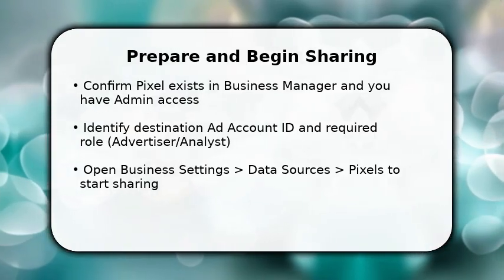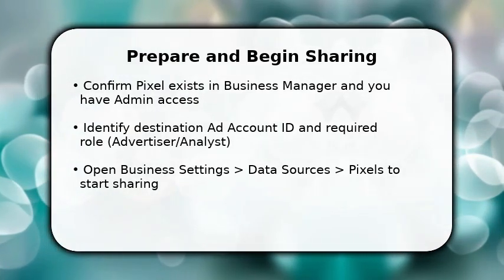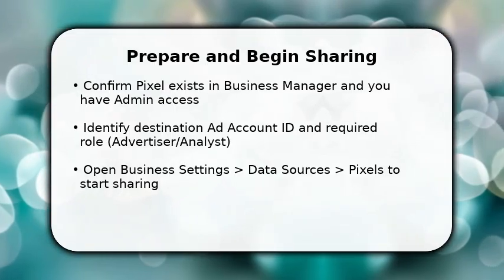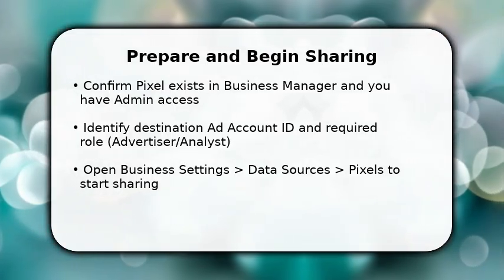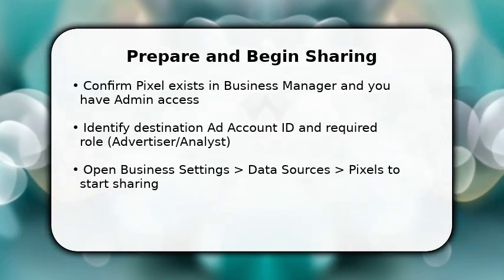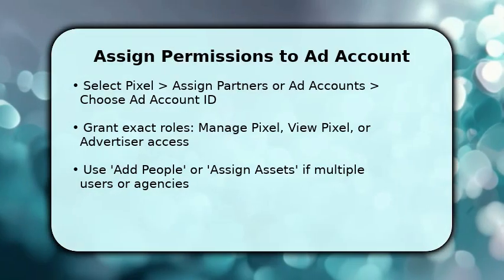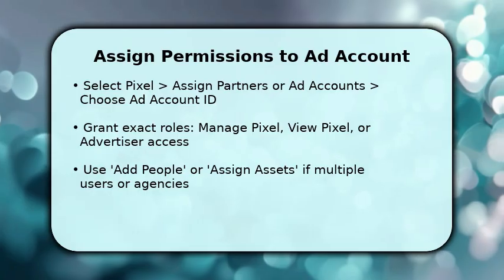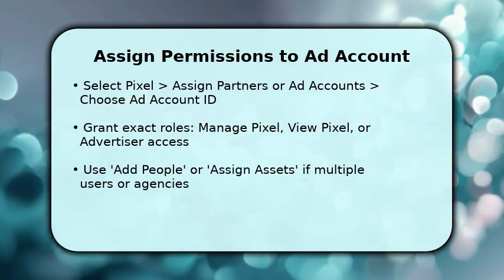Now navigate to Business Settings, then Data Sources, then Pixels. Select your pixel and get ready to assign permissions directly to the ad account. You'll assign permissions by selecting the pixel and choosing Assign Partners or Assign Ad Accounts. Enter the ad account ID to link them.